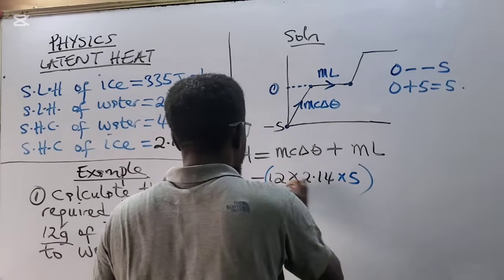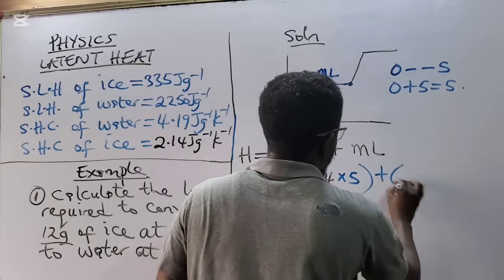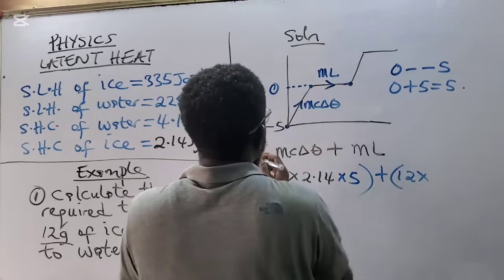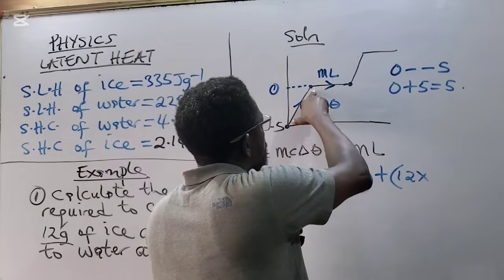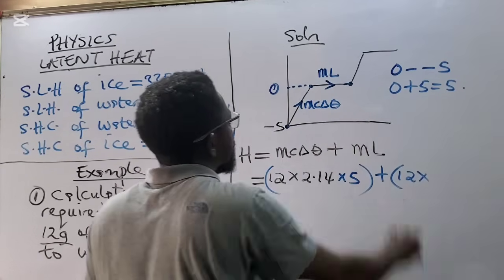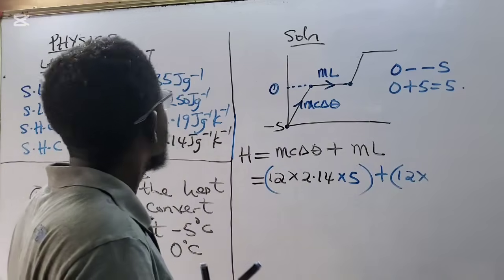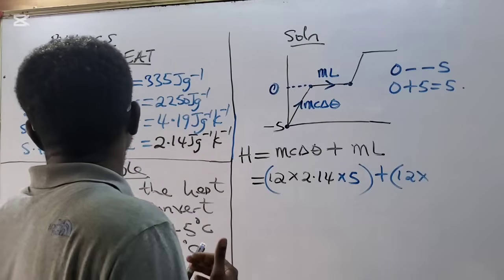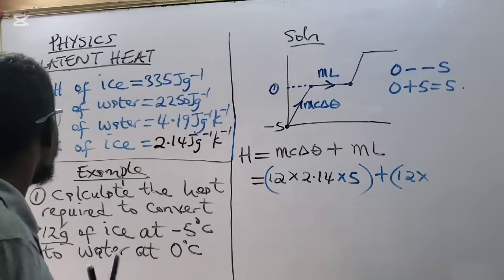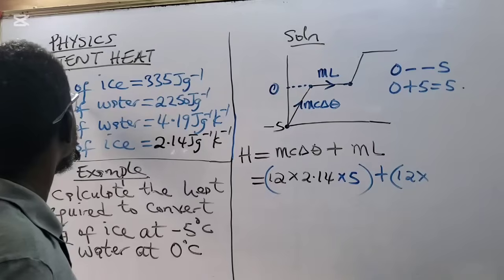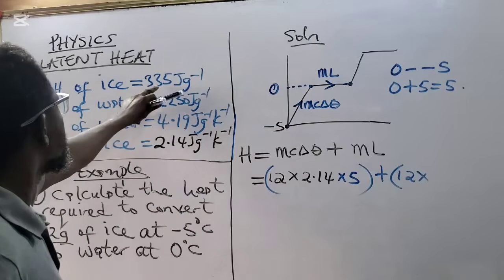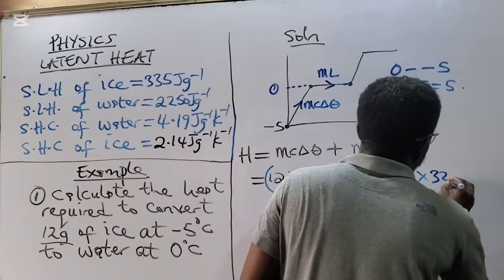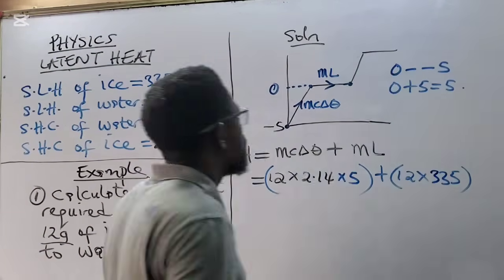We have this one. Then plus the mass of ice, 12, times, at this point the ice is converted from 0 to water at 0. So we're talking about the latent heat of fusion of ice, which is 3315. The latent heat of fusion of ice.